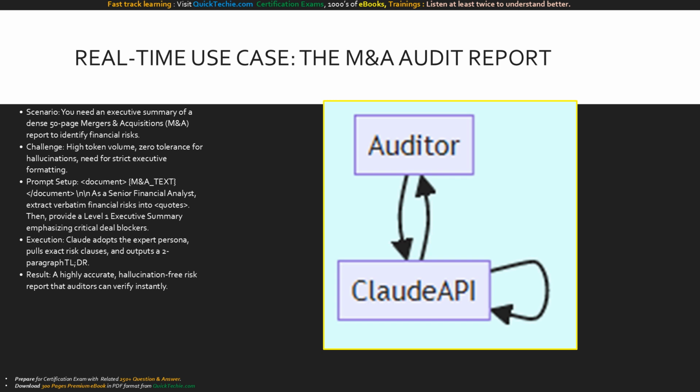This sequence maps our real-world M&A scenario. The auditor submits the 50-page report paired with the analyst persona prompt. Claude internally extracts the critical liability clauses into quotes to establish absolute factual truth. It then compresses that truth into a highly impactful level 1 executive summary, delivering the exact strategic intelligence the auditor needs.